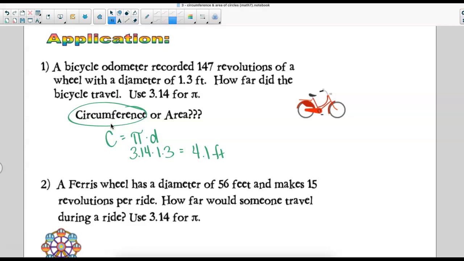Does that answer the question? Is that how far the bicycle traveled? No. What does that number represent? 4.1 feet. That's the circumference. That's just one time around. That's if the wheel just rolled one rotation, it went 4.1 feet. How many times is the wheel going around? So what should we do? Times that by 147. So 4.1 times 147 is 602.7 feet that the bicycle actually traveled.